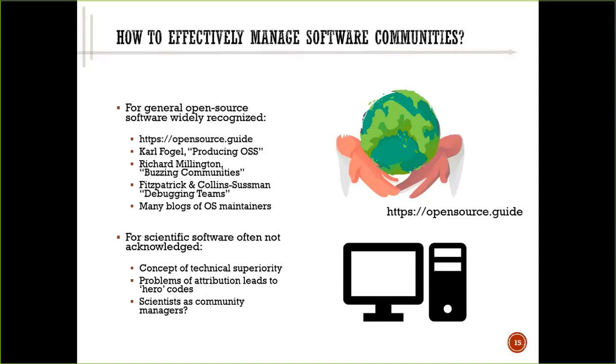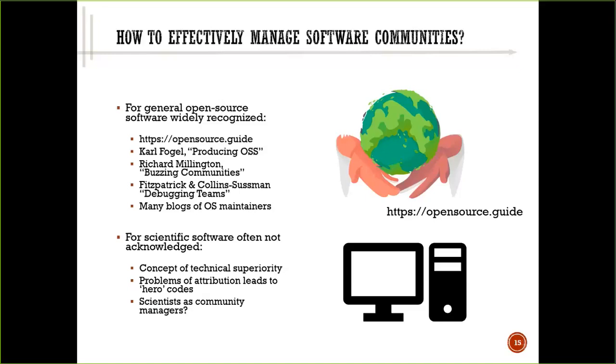For scientific software, there is some information available and there are some papers that have been written about this, but it's much less acknowledged than for open source software in general. And I think that might be for three reasons. Maybe others, but these were the ones that came to mind. The first one is that if we think about scientific software, we often have this concept of technical superiority. The best software will win, and the best software is the one that we should use. And when we talk about software, we just mean the source code, the algorithms, the numerics.